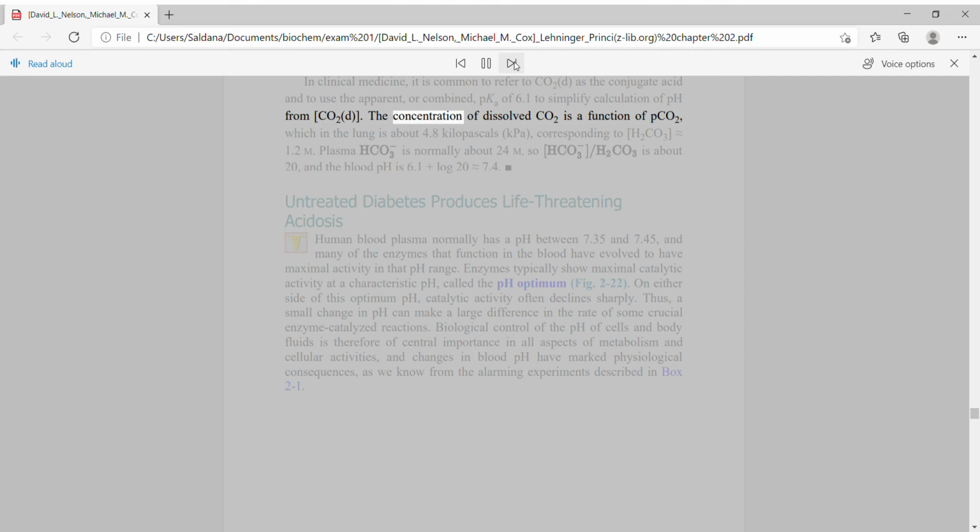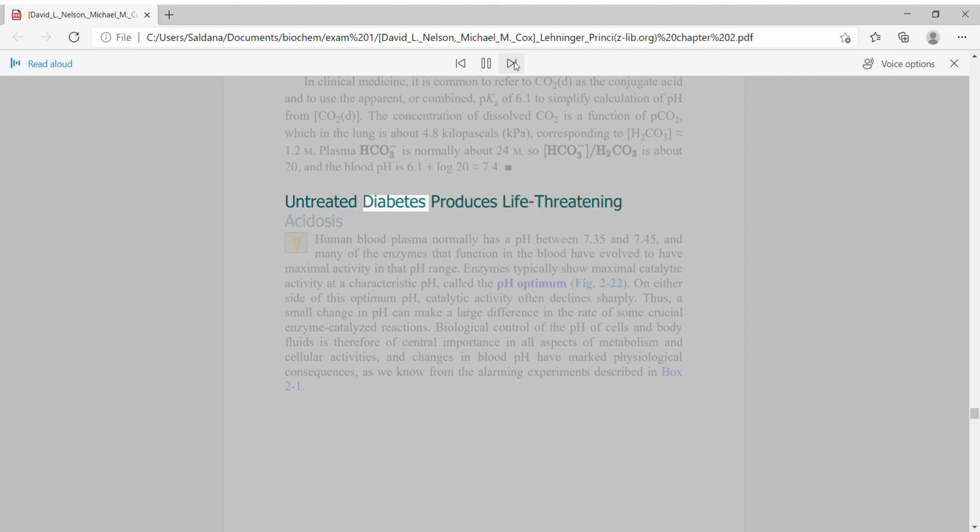The concentration of dissolved CO2 is a function of pCO2, which in the lung is about 4.8 kilopascals, kPa, corresponding to CO2(d) of 1.2 mM. Plasma HCO3- is normally about 24 mM, so the ratio is about 20, and the blood pH is 6.1 plus log 20, which almost equals 7.4.